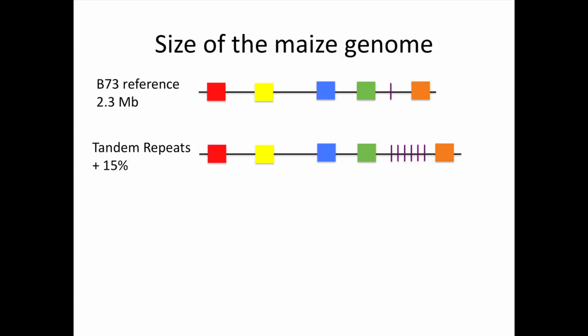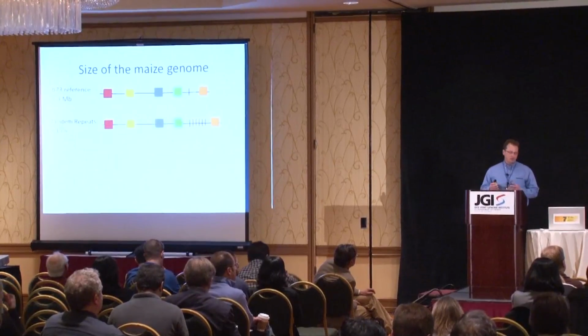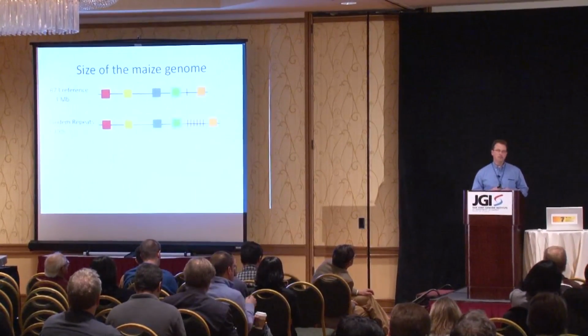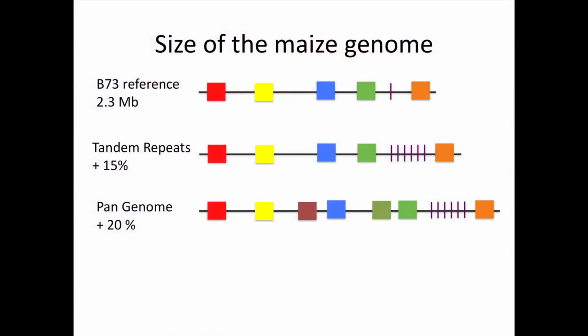One of the things that's not completely accounted for in the Maize genome are tandem repeats, and that's illustrated by the purple lines on the slide. There are various tandem repeats that are present in hundreds of thousands of copies in the Maize genome. There are these knob repeats that account for a lot of the variation in genome size. In the reference, they're only accounted for by one or a couple of positions. So when you take those into account, you probably have to add, I'm estimating here, just roughly maybe 15% of that overall genome.